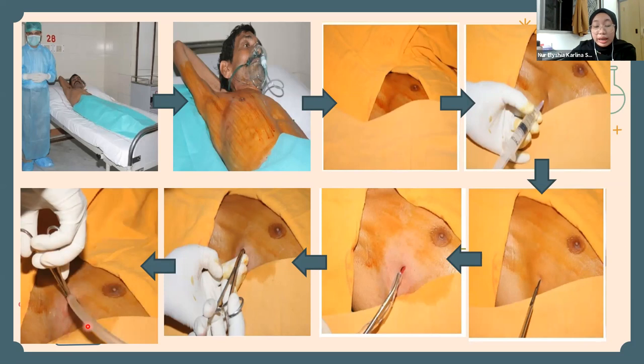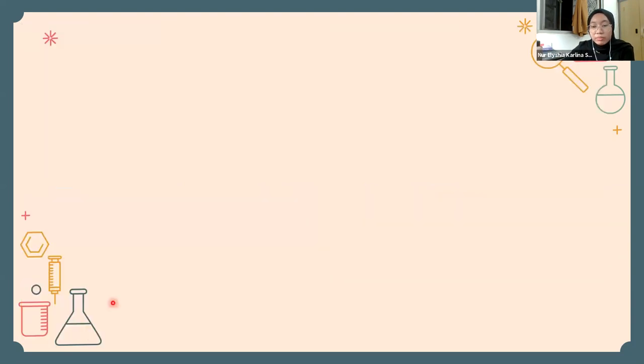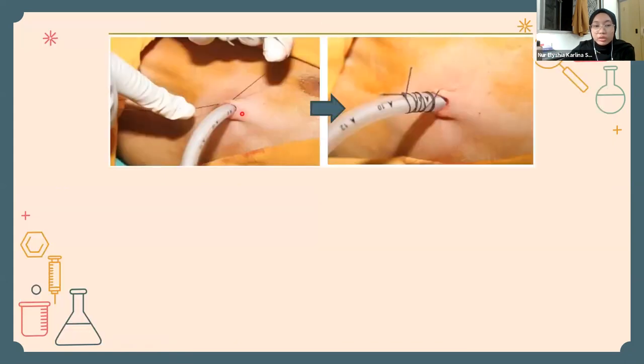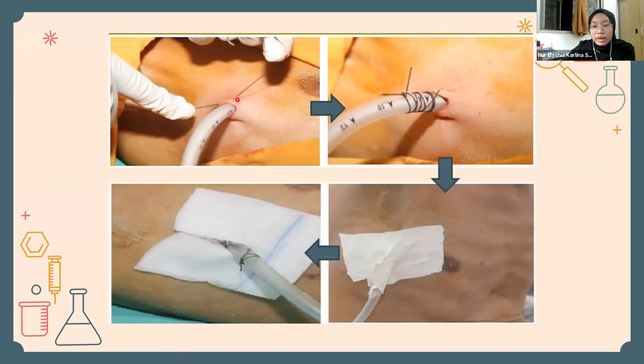For example, for air drainage, the tube is directed superiorly and anteriorly to the apex of the lung. Meanwhile, for fluid drainage, the tube is directed inferiorly and posteriorly in order to maximize the drainage. Next, one end of the tube is attached to the underwater system. Meanwhile, the other end, we secure it to the skin with the suture. And the incision site is then closed with gauze and also Tegaderm.